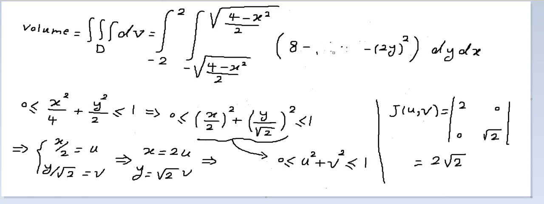It's correct, actually, nothing wrong, but we don't have to do this. Okay, so we have 8 minus 2x squared and minus 4y squared.